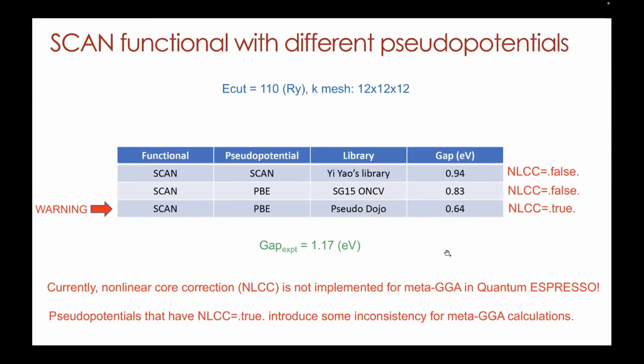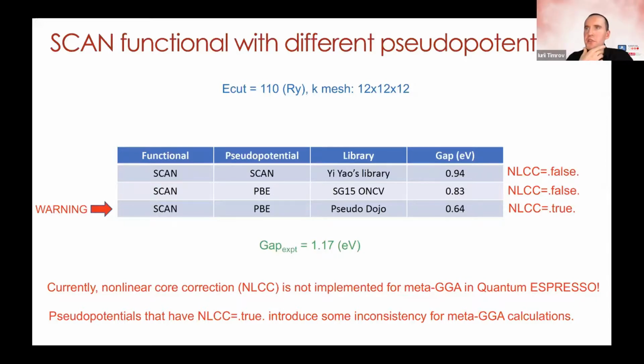Thanks, Iurii. If I may also comment further, the nonlinear core correction is a correction that you add on top of the density. If your functional doesn't depend explicitly on the density alone, and that's the case of hybrids and meta-GGAs, for instance, then you basically don't know what to do in the nonlinear core correction, so you may run into troubles. Exactly. Thank you.